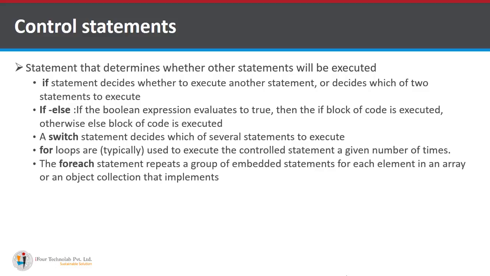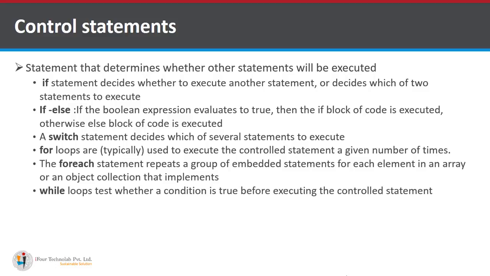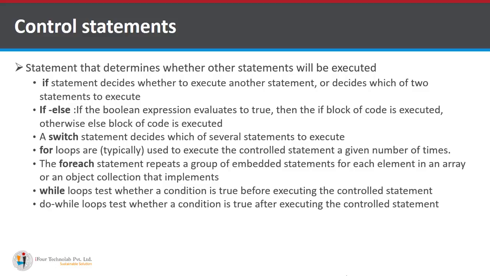The foreach statement repeats a group of embedded statements for each element in an array or an object collection that implements it. A while loop tests whether a condition is true before executing the controlled statement. A do while loop tests whether a condition is true after executing the controlled statement.